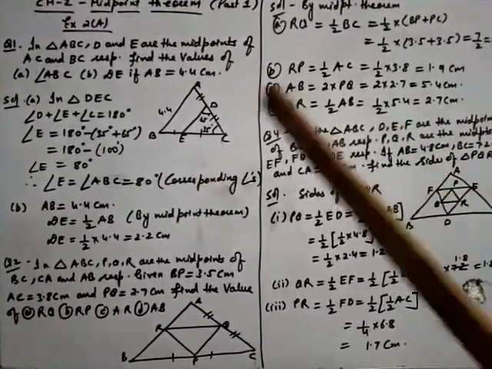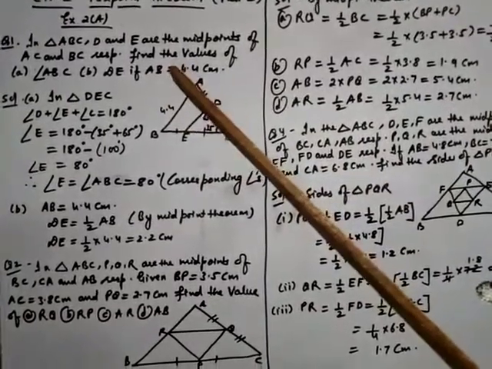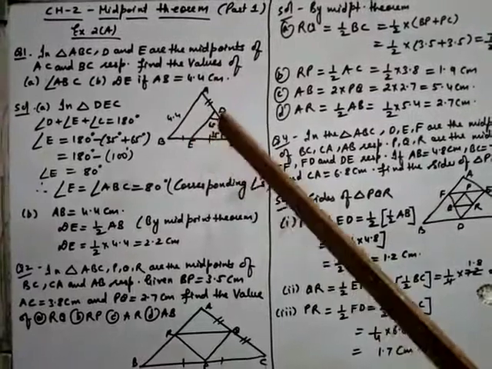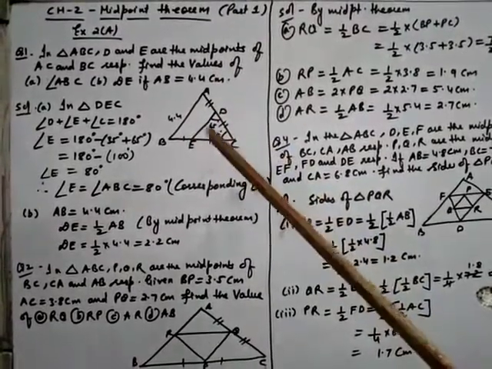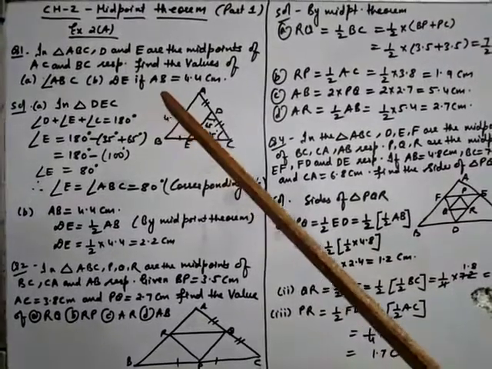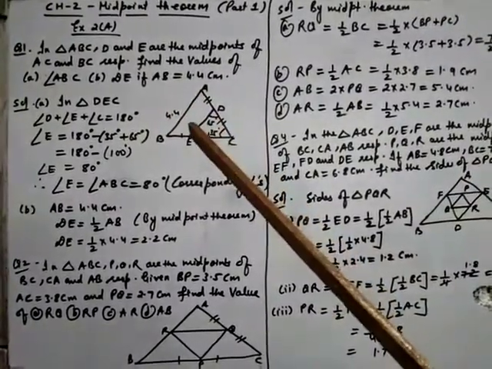Now student, we see the exercise. Question number 1. In triangle ABC, D and E are the midpoints of AC and BC. We have to find the value of angle ABC, and second, we have to find side DE if AB is equal to 4.4 centimeter.